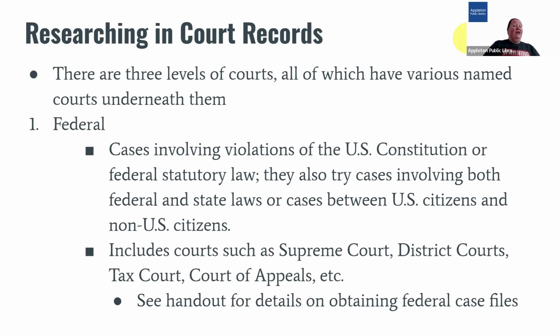I've got some links in your handout for how to obtain some federal case files, because that's a little more in depth than what we can cover today. And I think most of us aren't going to find many ancestors in our federal court cases, but if you've got one of those ancestors that did something naughty like counterfeit money, you're going to find them there.